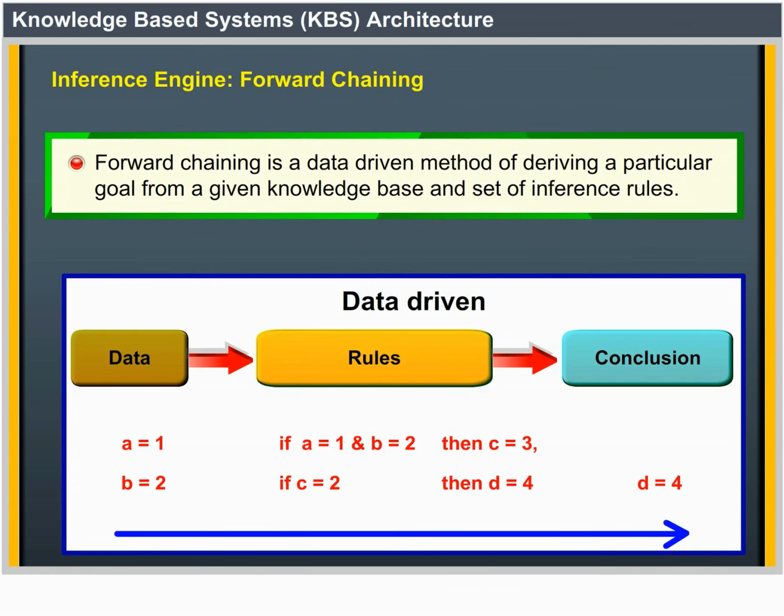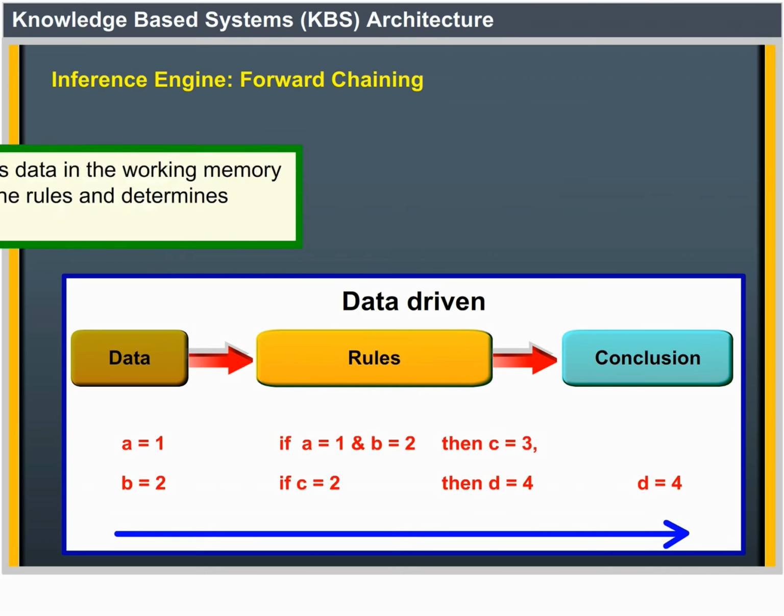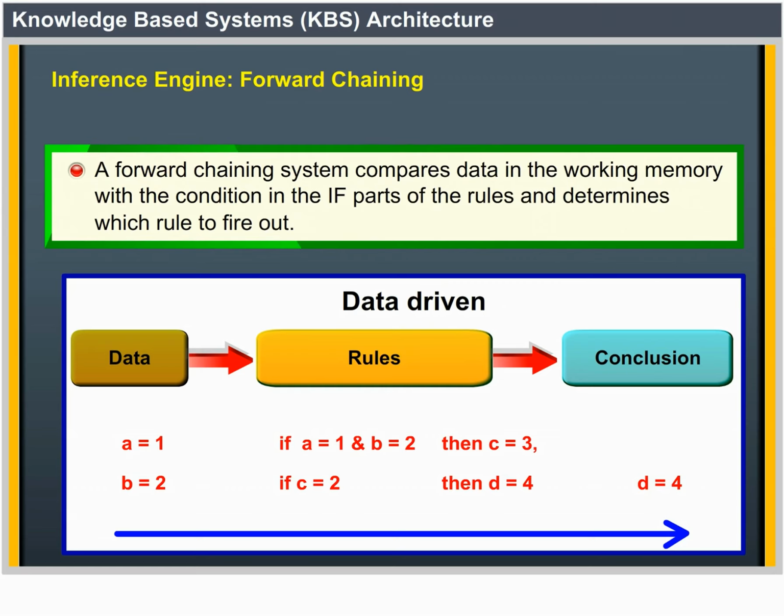Inference Engine: forward chaining. Forward chaining is a data-driven method of deriving a particular goal from a given knowledge base and set of inference rules. The algorithm proceeds from a given situation to a desired goal, adding new assertions wherever they are found. A forward chaining system compares data in the working memory with the conditions in the if parts of the rules and determines which rule to fire.